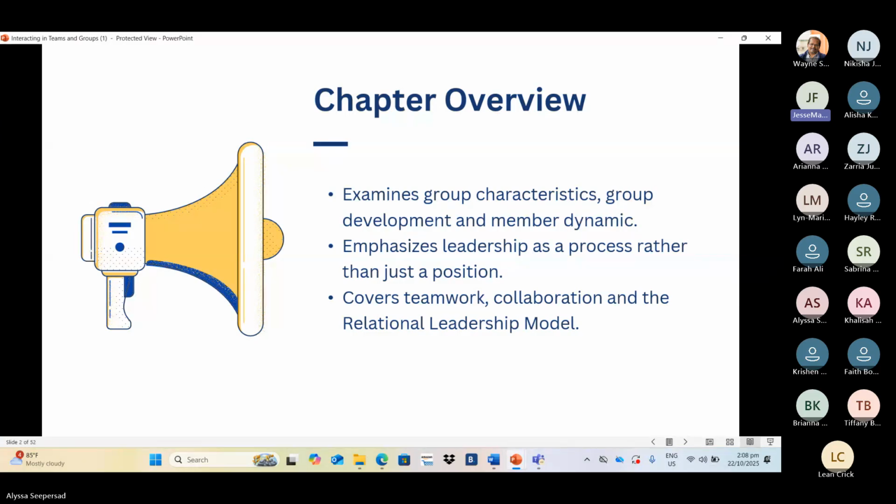This chapter is going to examine group characteristics, group development, and member dynamics, and how members interact with each other and work together. It's going to emphasize leadership as a process rather than just a position, and it's also going to cover teamwork, collaboration, and the relational leadership model.